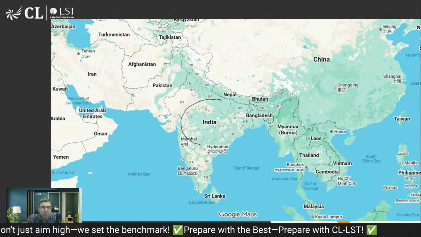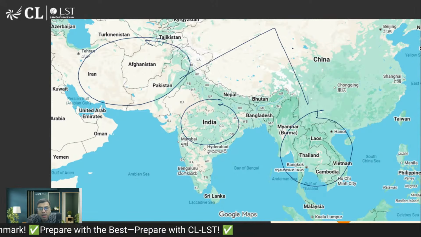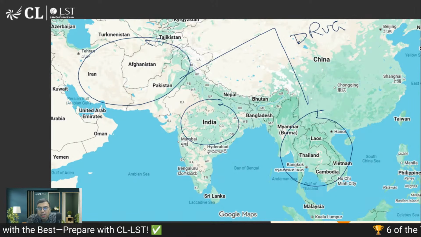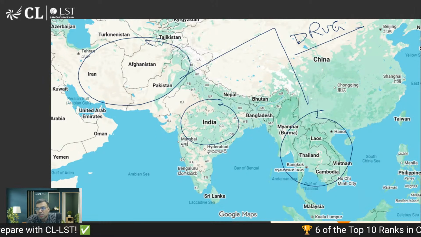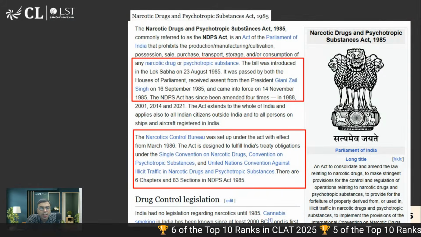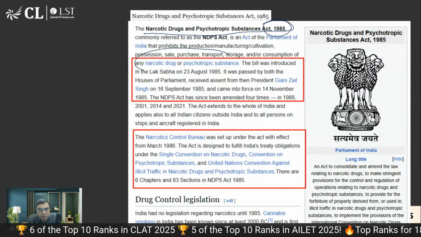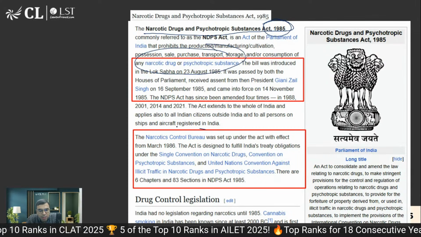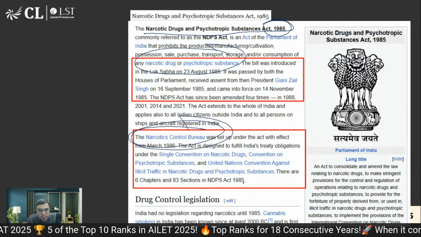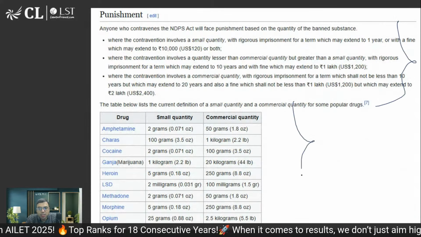And this is India. It's important because these two regions are important drug centers. Yes, Adriya, you're right, NDPS, you told it correctly. Narcotic Drugs and Psychotropic Substances Act, 1985. The Narcotics Control Bureau has been set up in this regard, and these are the laws and punishments regarding it.